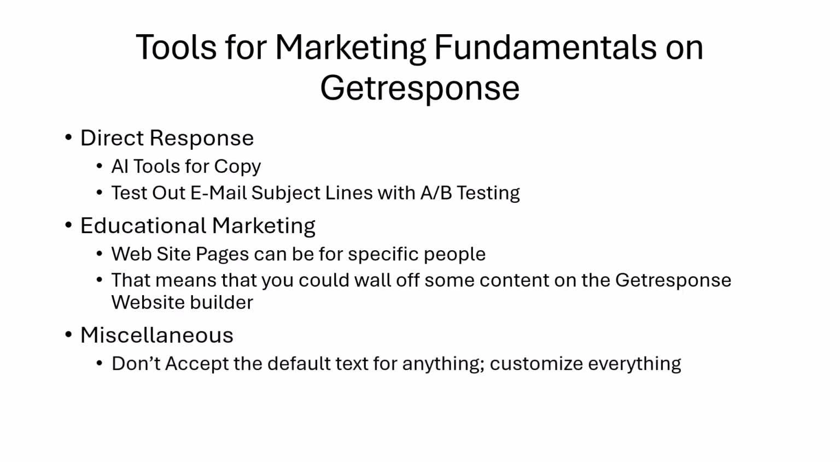Miscellaneous items. GetResponse has been around for a long time. And so you want to be careful about using default text in anything. So anytime that they send out a confirmation email, they will give you the option of being able to customize it. And even if you've got to go to ChatGPT to say, how do I customize this so that it doesn't go to spam, then do that. But don't use the default text for anything. So wherever you get default text in GetResponse, really in any autoresponder, you shouldn't use it. Always make changes when you get the opportunity to customize things.